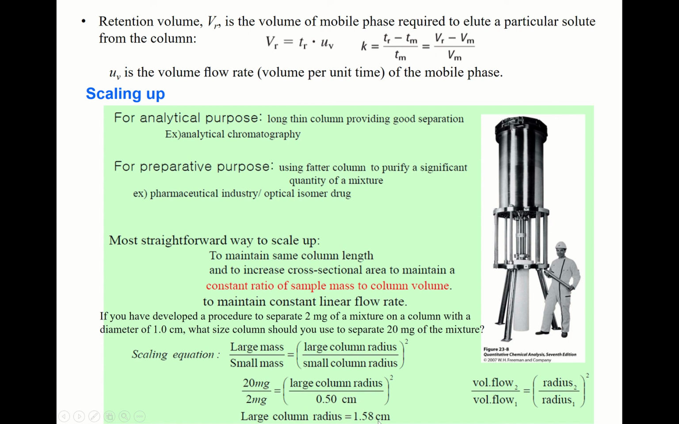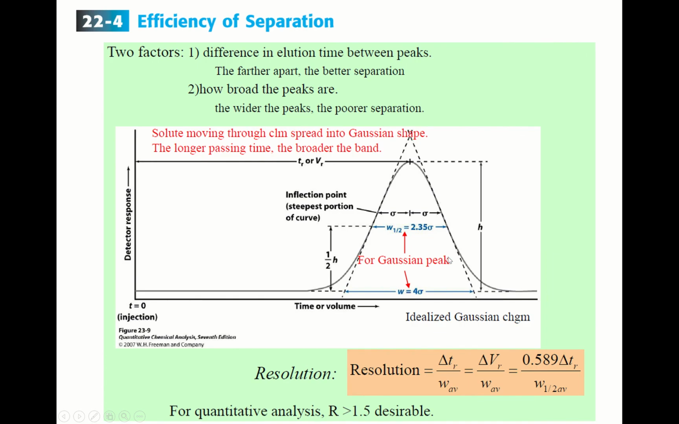As I said, this is always true. To separate 10 times more quantity, you have to increase your column radius by how many times? A little bit more than 3 times. This is a more effective way to increase column size. Let's temporarily stop here.